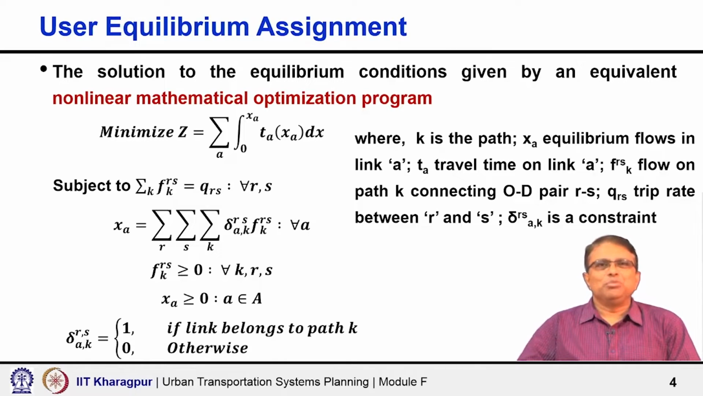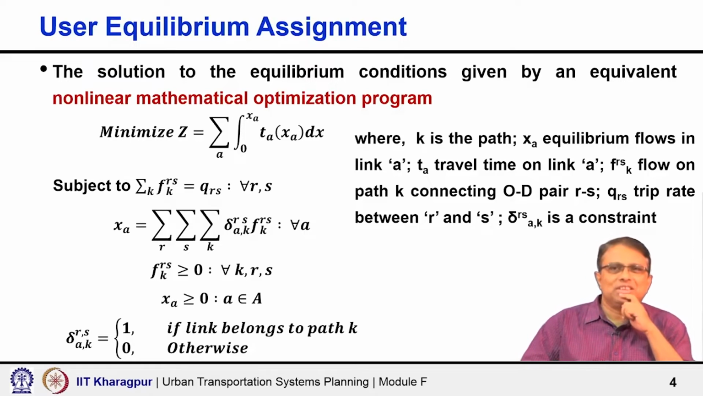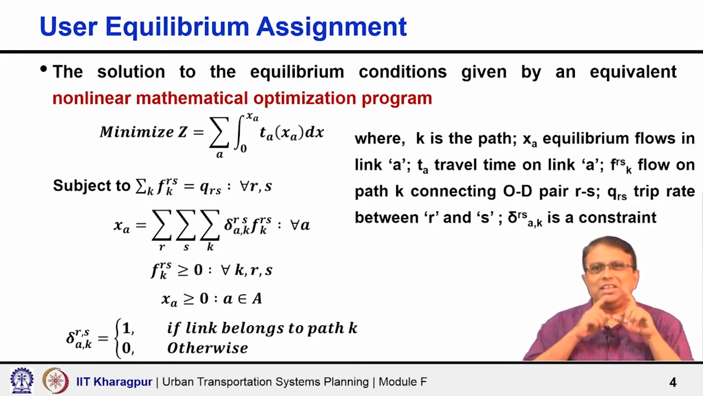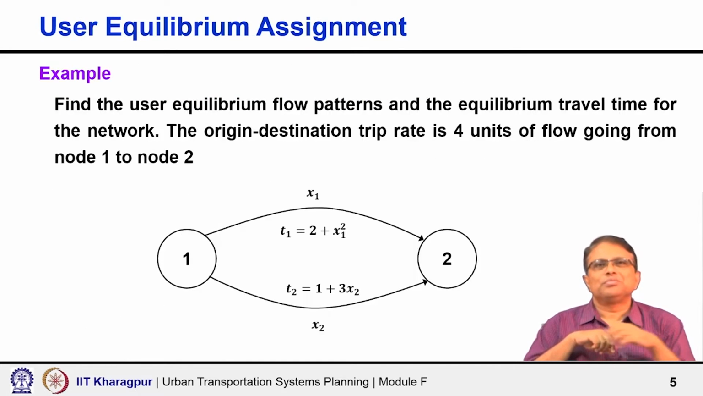If a link belongs to a path, then I will take that path flow when I am calculating the total demand or total flow on that link. If that link does not belong to a path, then that path flow will not add. So, it is 1 or 0; the constraints are simple but basic and easily understood. The basic formulation is to minimize z, the area under these curves, that is the key. So, let us take an example.